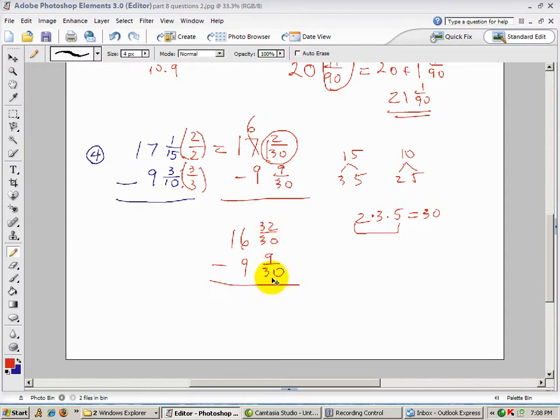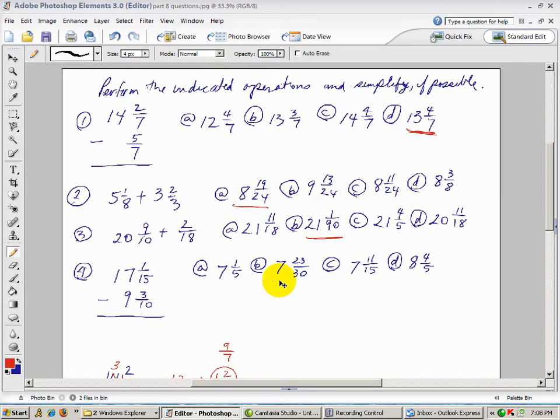Well, 9 from 32 is 23 30ths, and 9 from 16 is 7. Now, is this fraction reducible? I love prime numbers because 23 is that, and the only number it will be divisible by is itself. 30 is not divisible by 23, so that should be our final answer. 7 and 23 30ths. Let's check. 7 and 23 30ths is also answer B, and that is the culmination of our adding and subtracting fractions.